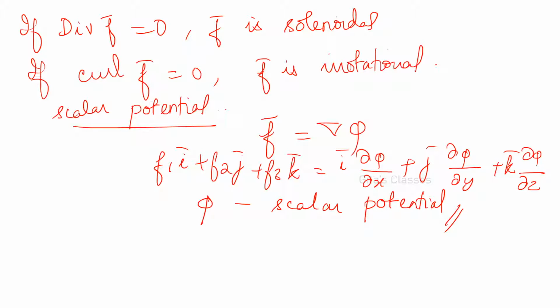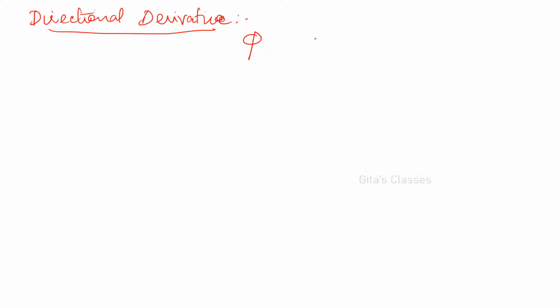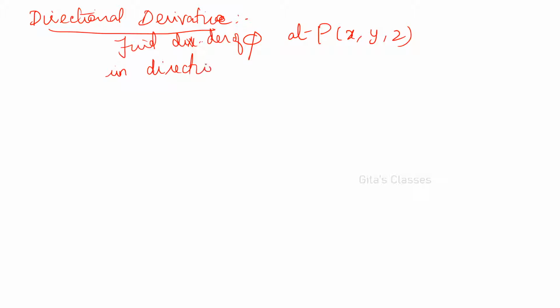Then next is directional derivative. This is another important topic, directional derivative. One definite question you can expect for university exam also for 5 marks. Find the directional derivative of the function phi at the point p (x, y, z) in the direction of, that is important, in the direction of the unit vector n cap.